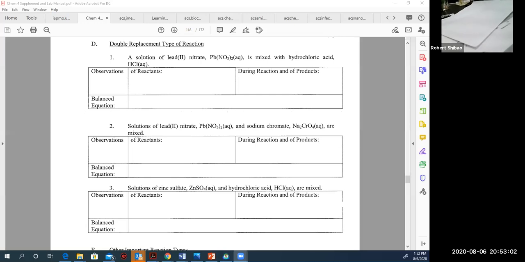Okay, so we're going to do zinc sulfate and hydrochloric acid comes next here, which is going to be D3. Zinc sulfate and hydrochloric acid, D3. So try that. Just 1 second.